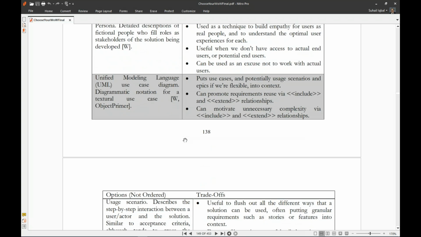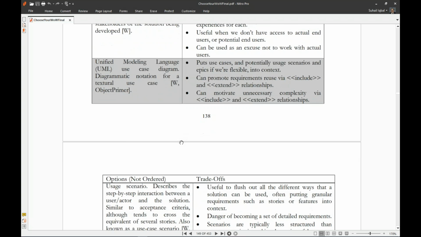Unified Modeling Language (UML) use case diagrams, a diagrammatic notation for a textual use case, and here we have got a number of options. It puts use cases, and potentially usage scenarios and epics if we are flexible, into context. Can promote requirement reuse, can motivate unnecessary complexity.